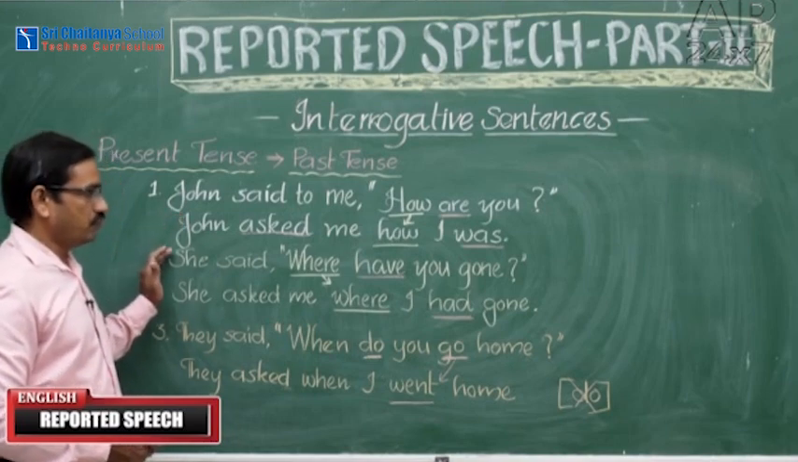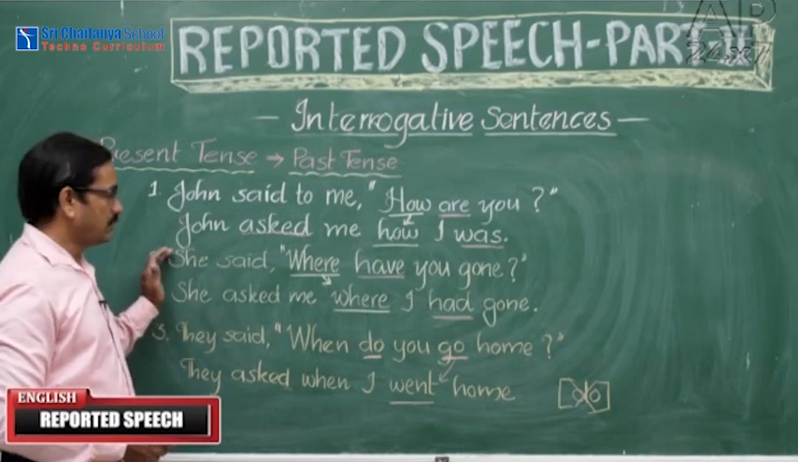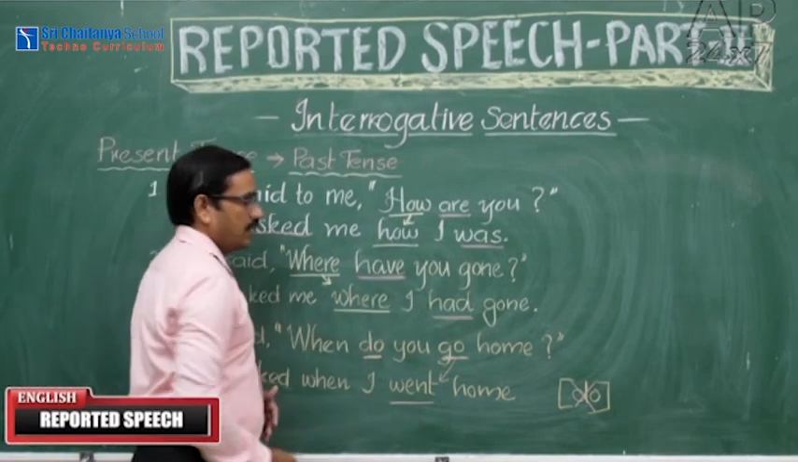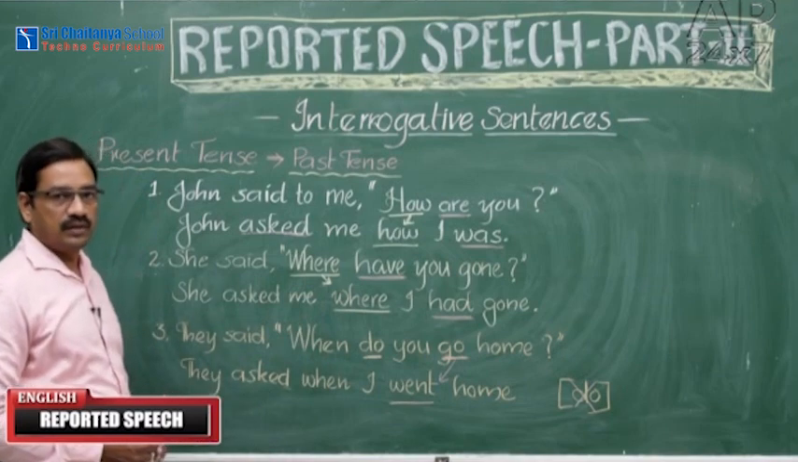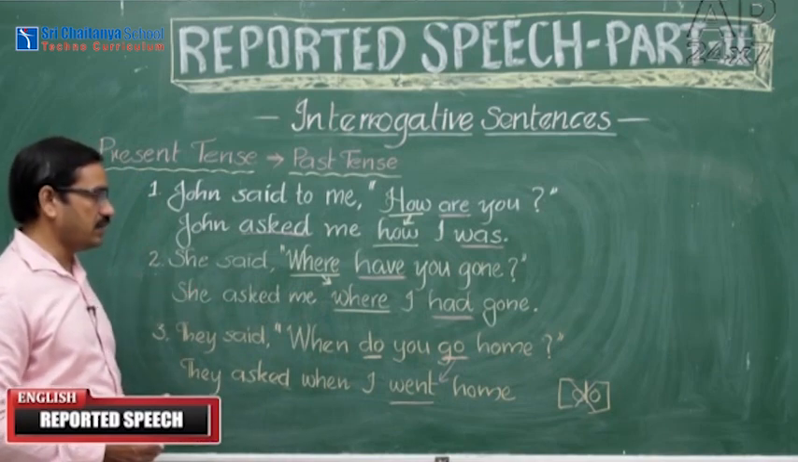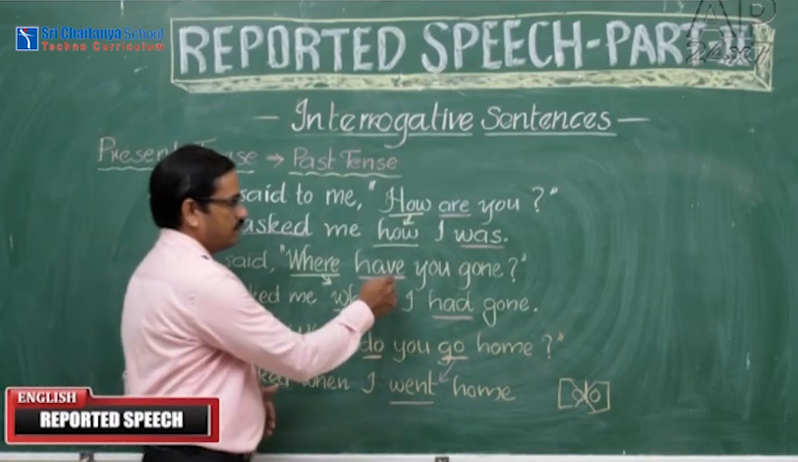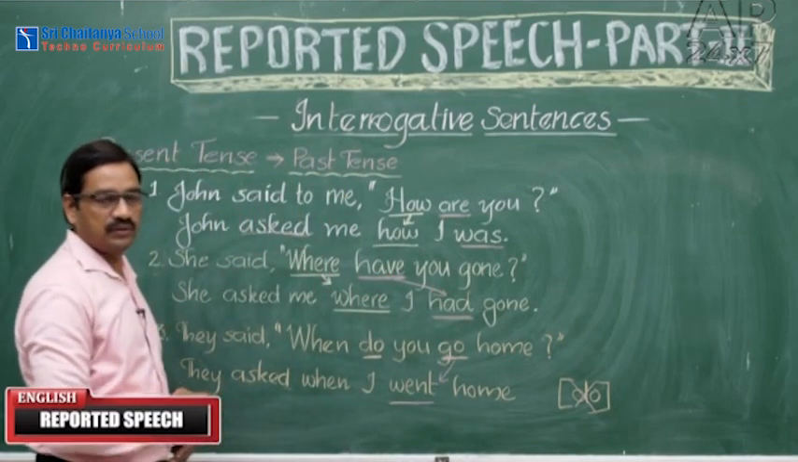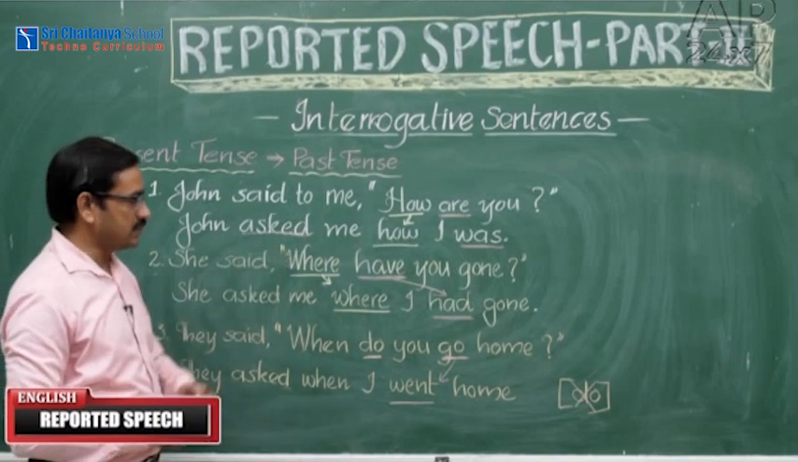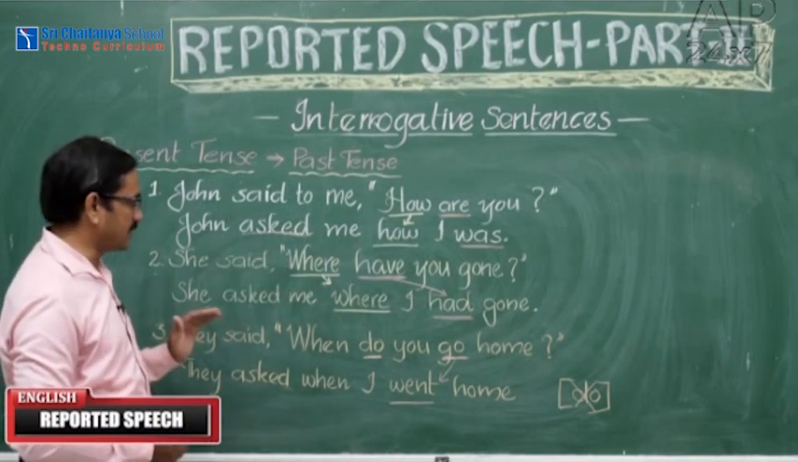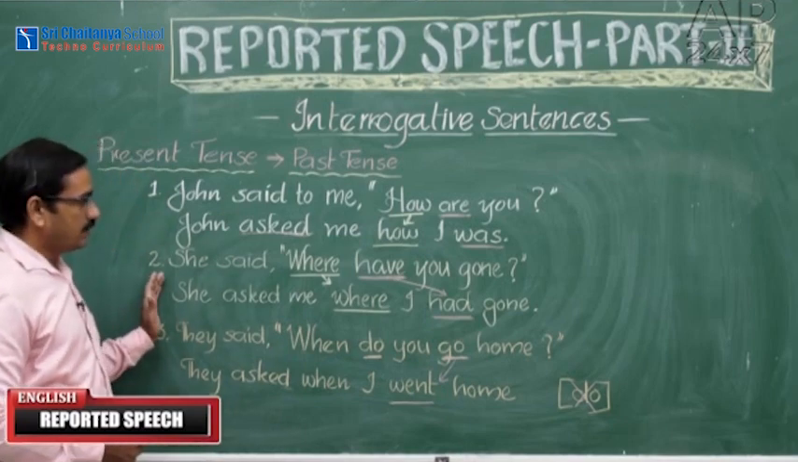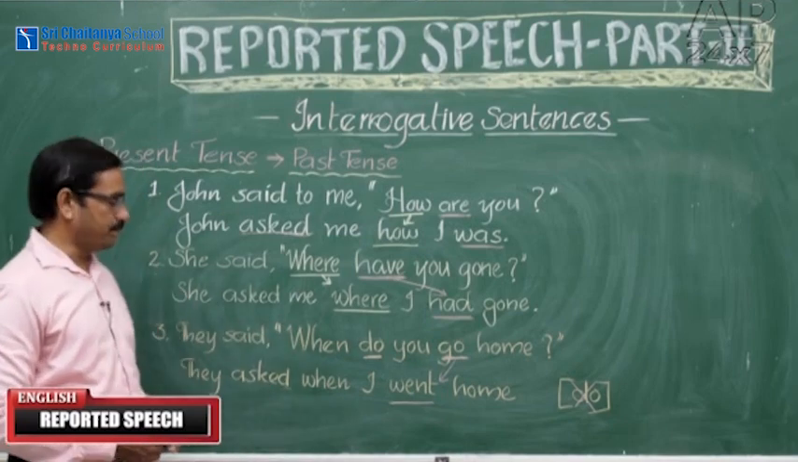She said, where have you gone? So here we have a have. Let's see how do we change it into the indirect speech. She asked me where I had gone. So we change have into had here. So the past form into present form, the present form into past form. WH is repeated, the same WH, and the sentence has ended with a full stop.